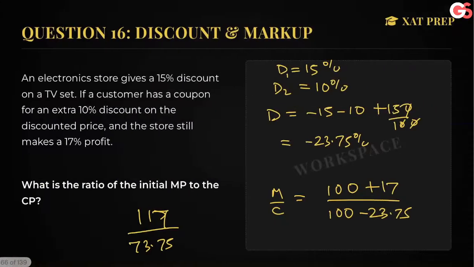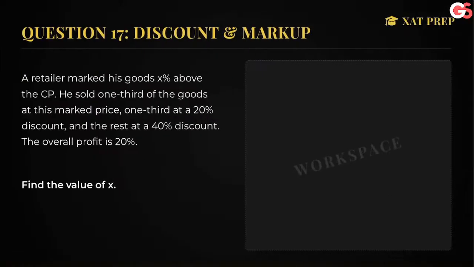Let's go to the next one. Here we are. Retailer marked his goods X% above the CP. So M is (1 plus X by 100) upon C. He sold 1/3 of the goods at this mark price, 1/3 at 20% discount, rest at 40% discount. Overall profit is 20%. ठीक है ना?